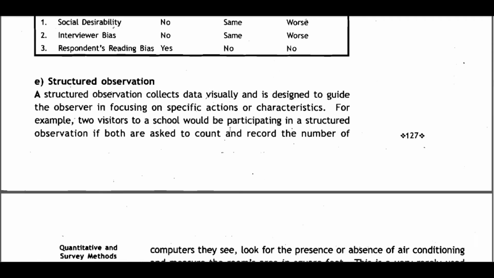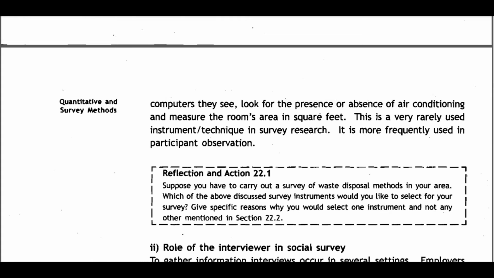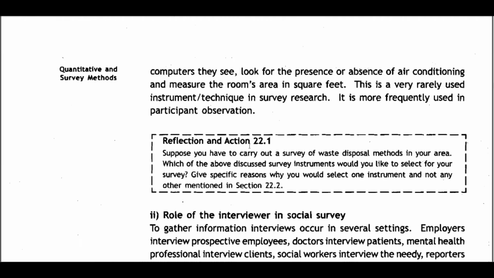So this is then structured observation. Structured observation collects data visually and is designed to guide the observer in focusing on specific actions or characteristics. For example, two visitors to a school would be participating in a structured observation if both are asked to count and recount the number of computers they see, look for the presence or absence of air conditioning, and measure the room's area in square feet. This is a very rarely used instrument or technique in survey research. It is more frequently used in participant observation.